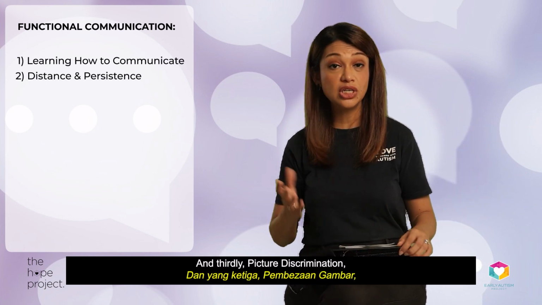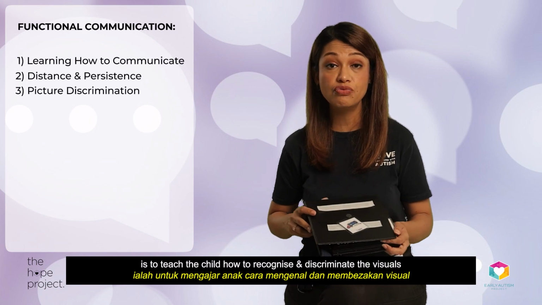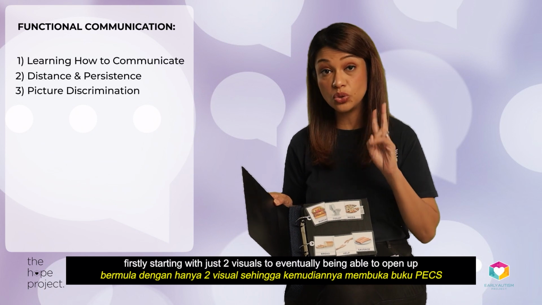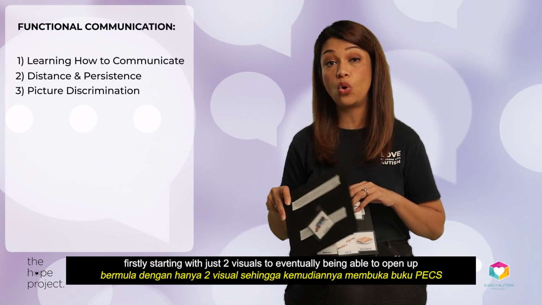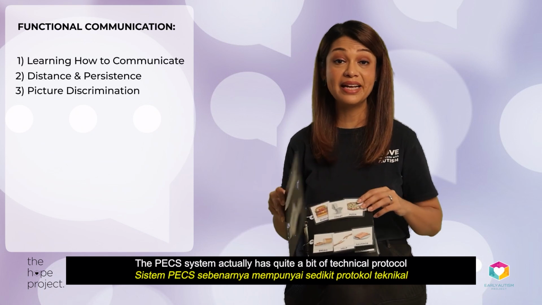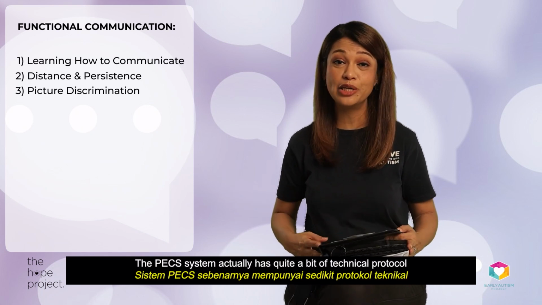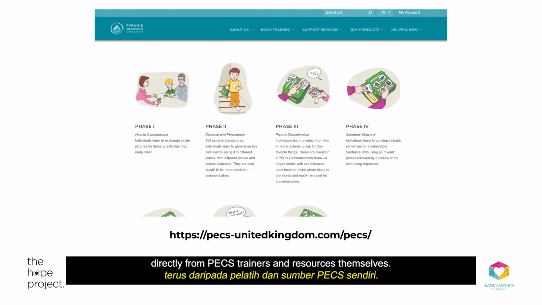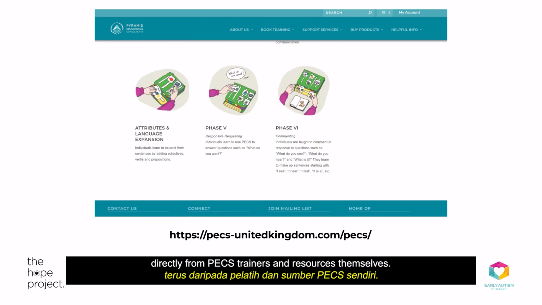And thirdly, picture discrimination is to teach the child how to recognize and discriminate the visuals. Firstly, starting with just 2 visuals to gradually being able to open up the PECS book and flip pages. The PECS system actually has quite a bit of technical protocol in terms of how to teach PECS properly. And so we would encourage you to learn directly from PECS trainers and resources themselves.